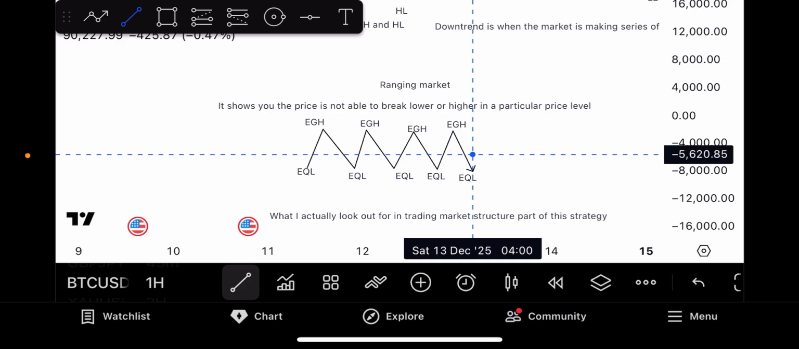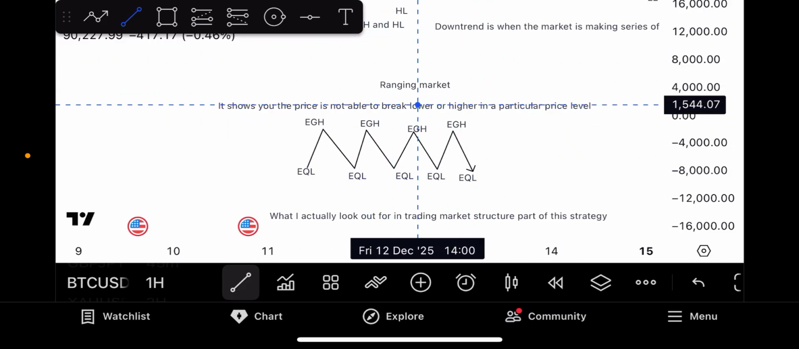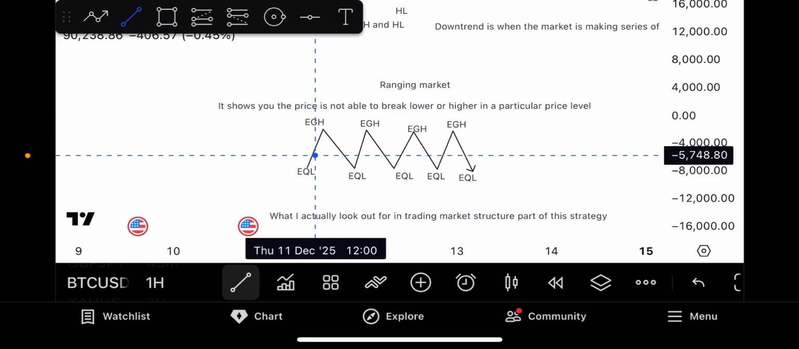But I don't actually trade ranging markets. I trade uptrends and downtrends. I don't actually look for any setup in a ranging market.